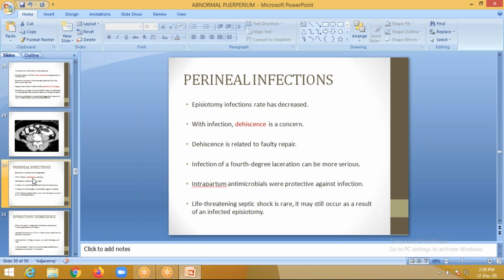Coming to perineal infections, episiotomy infection rate has decreased. With infection, dehiscence is a concern. Dehiscence is related to faulty repair. Infection of a fourth degree laceration can be more serious. Intrapartum antimicrobials were protective against infections. Life-threatening septic shock is rare. It may still occur as a result of an infected episiotomy.